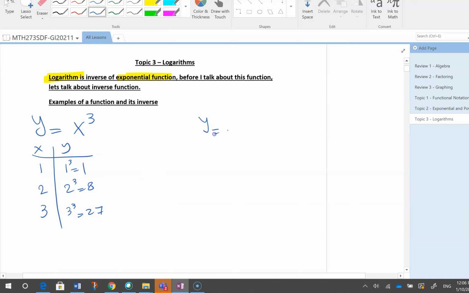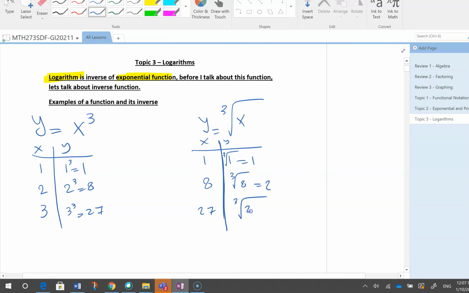Then I say, okay, how about cube root? Oh, it seems there is a connection between them because one of them is cube root. Okay, so x and y. If I give you 1, it gives me 1 because it's the cube root of 1, so that's 1. If I give you 8, it's the cube root of 8, which is 2. If I give you 27, it is the cube root of 27, and that's 3.